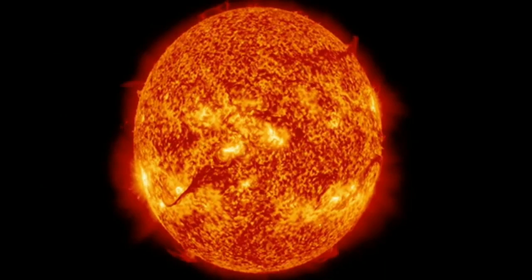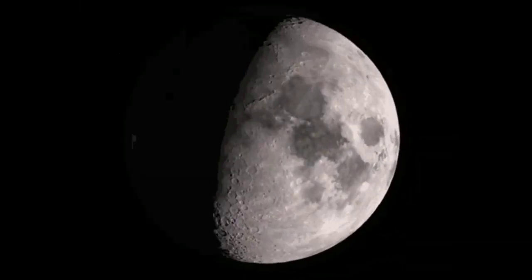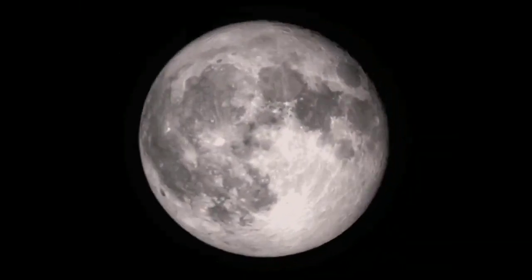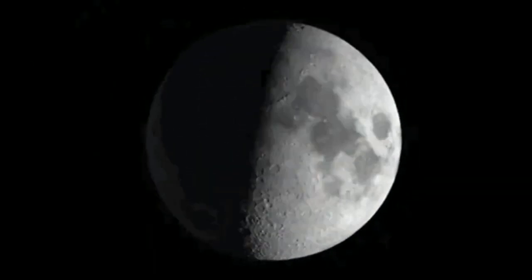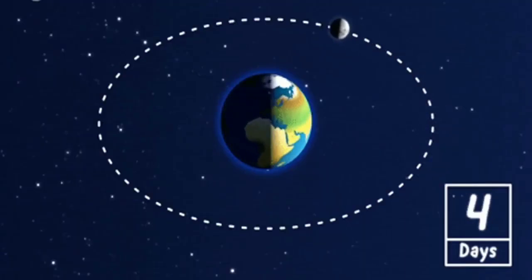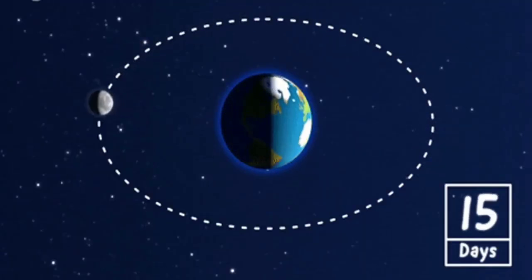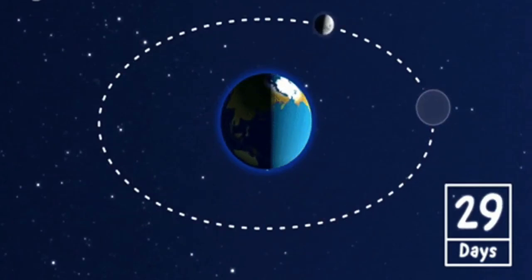The Earth or Moon itself doesn't emit any light like the Sun. The Moon reflects the sunlight that falls on it when we look from the Earth. The shape of the Moon changes every night for one month. Different shapes of the lit portion of the Moon that can be seen from Earth are known as phases of the Moon. Each phase repeats itself every 29.5 days as the Moon orbits the Earth.